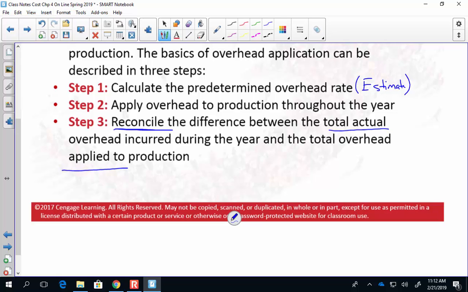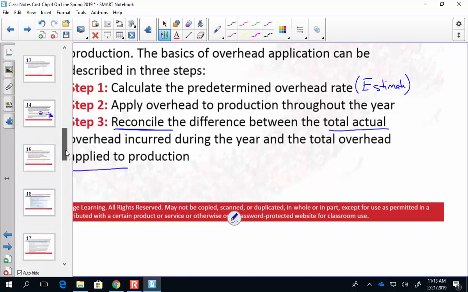Well, I can't give the IRS an estimate number for WIP or an estimate number for finished goods or an estimate number for cost of goods sold. It has to be the actual number. It can't be a fake number. So that's where this reconciliation is done. We're going to close out the over or under amount into, in most cases, cost of goods sold to adjust it back to actual amounts. So that is the discussion on the part 3 here in this case.